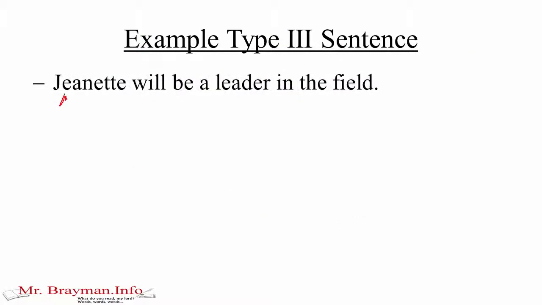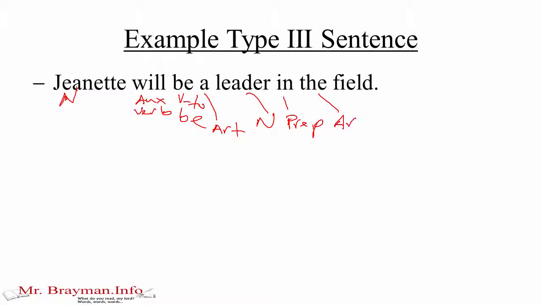All right, so now we have an actual proper name for a noun. Will is an auxiliary verb. Be is a verb. It's a form of the verb to be. A is an article, leader is a noun, in is a preposition, the is an article, and field is a noun. So what do we got going on here? We got a preposition and a noun, so we've got a prepositional phrase.